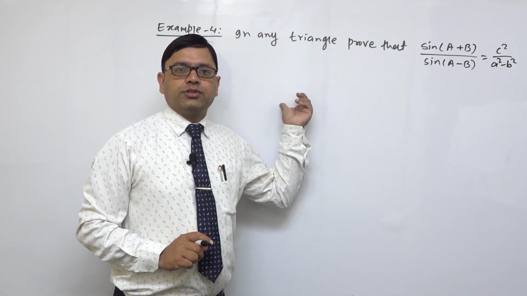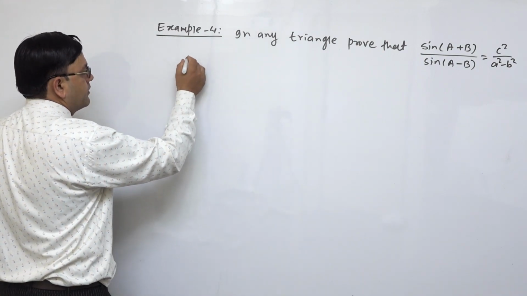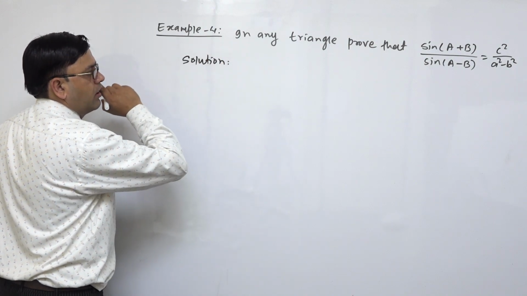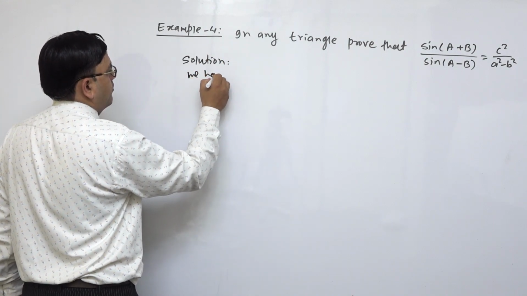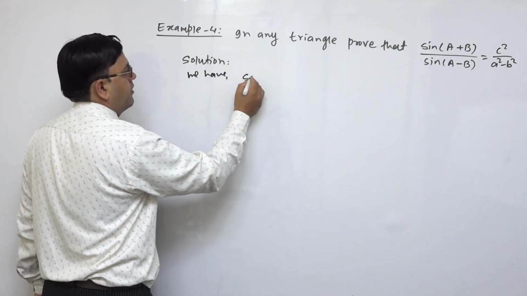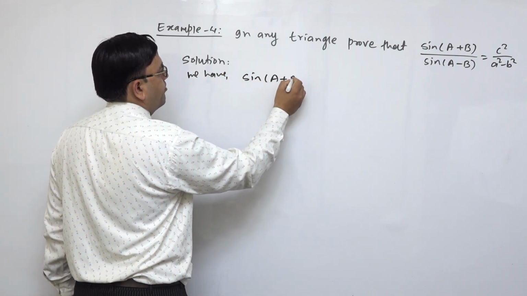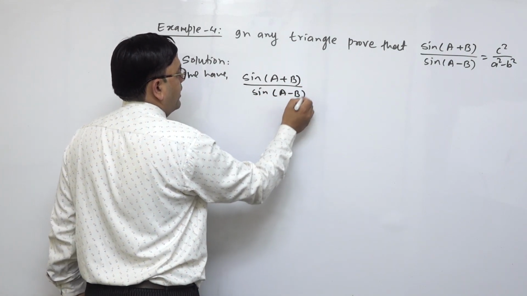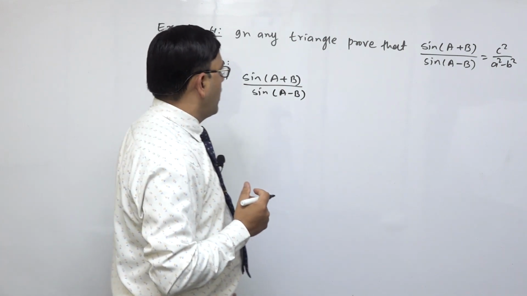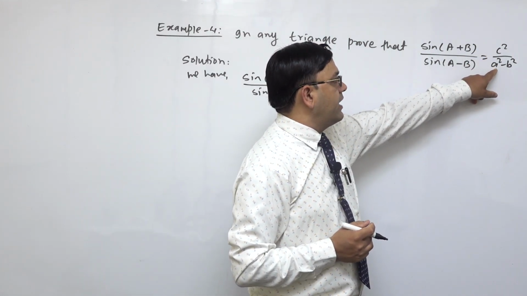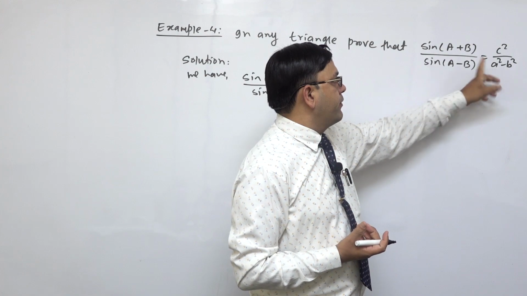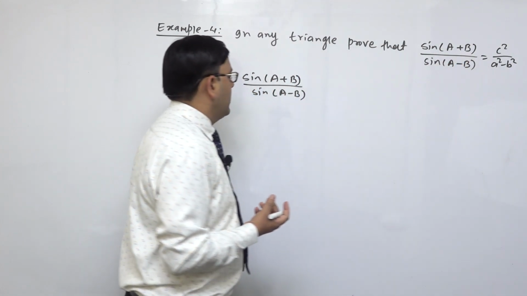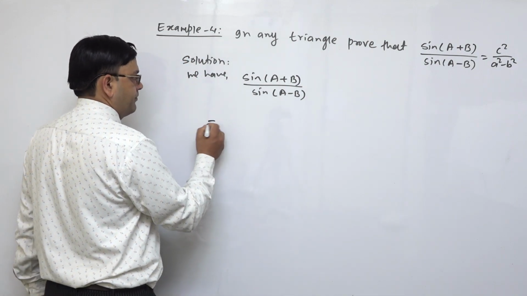Now the solution of this question. We have sin(A + B) / sin(A - B). Let's think, how can we obtain the RHS, c² / (a² - b²)? We have to use the sine law here. So let us multiply at first.